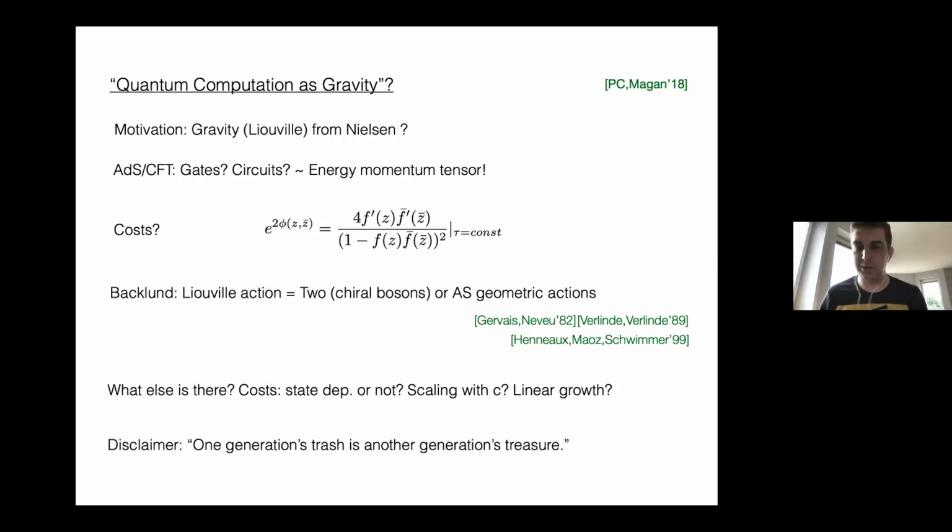But let me also give you a disclaimer that you'll see in many of my references: many of my references are relatively old, some of them even older than me. Some older professor told me that one generation's trash is another generation's treasure. And I just want to stress that the things we're talking about are relatively old, but very well known, in the sense that we are not introducing any new technology, but we are just trying to reinterpret these old results in terms of maybe complexity or the Nielsen approach.